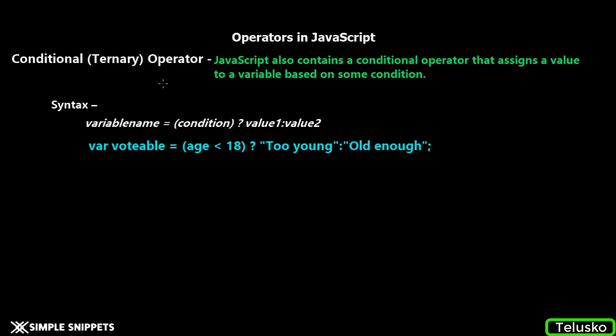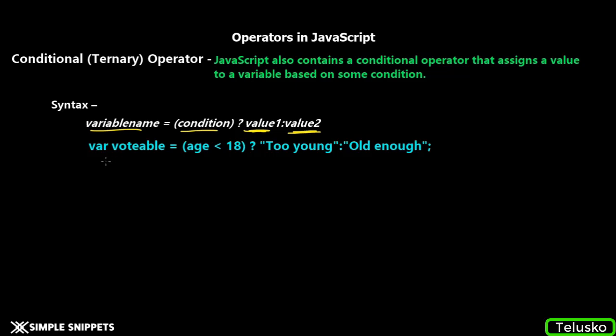Moving ahead, we have a conditional operator which has three different parts, that's why it's a ternary operator. So this is how it looks. We have a variable name, we have the condition, and depending upon if the condition is true, value 1 will be assigned, and if it is false, then value 2 will be assigned.